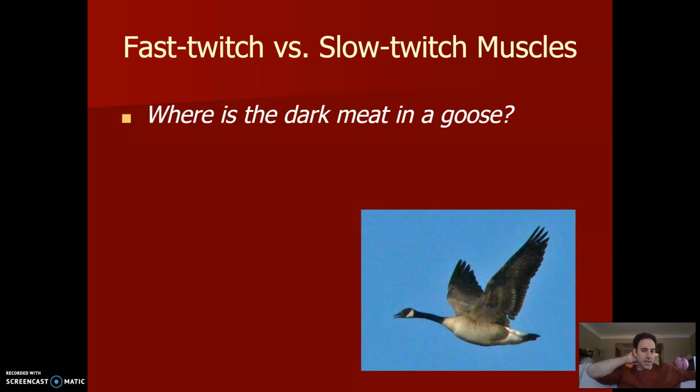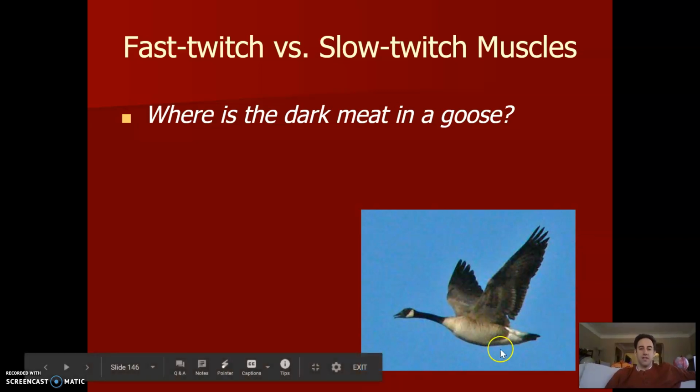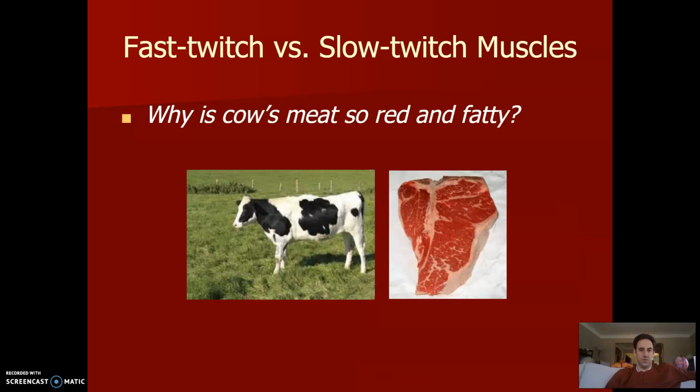Interestingly, for a goose, it's just the opposite. In a goose, they're flying these long distances, and so it turns out that the breast meat is actually the dark meat in a goose, and the legs are light meat in a goose.